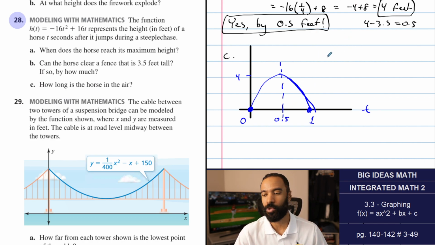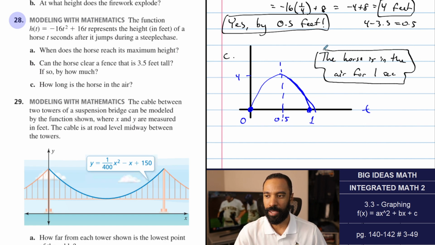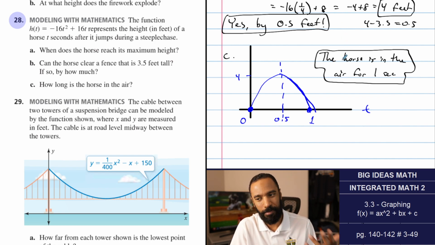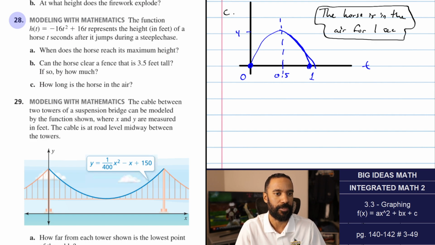So what's the question? How long is the horse in the air? The horse is in the air for 1 second, because of that symmetry. So that's how I'm using that part. Now, algebraically, there's a way to do that. We can factor and solve using the zero product property, but I want to use the concept of graphs as we're talking about them, especially since we already have the numbers.